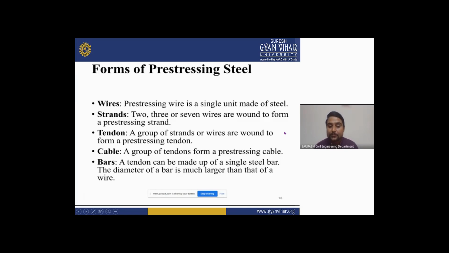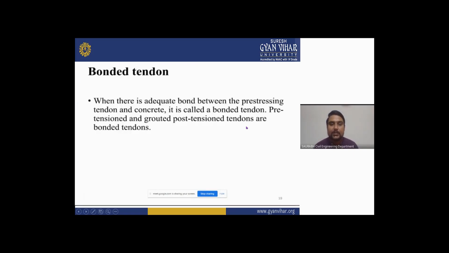Bar: a tendon can be made up of a single steel bar. The diameter of a bar is much larger than that of a wire. Now we will see the bonded tendon. When there is adequate bond between the pre-stressing tendon and concrete, it is called a bonded tendon.